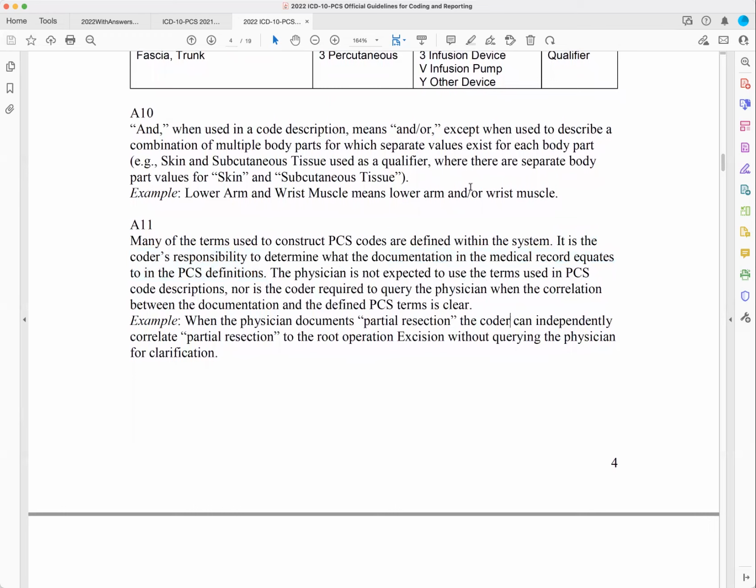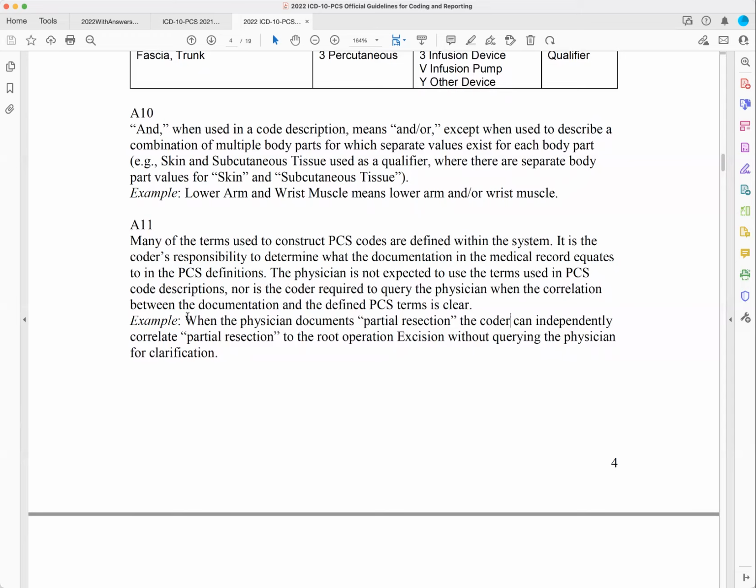So as a coder, it is your responsibility. You have to take your understanding of PCS and its terminology and its definitions and apply that to what is documented in the medical record. You have to do that translation. So you have to correlate what the provider says to PCS terms.